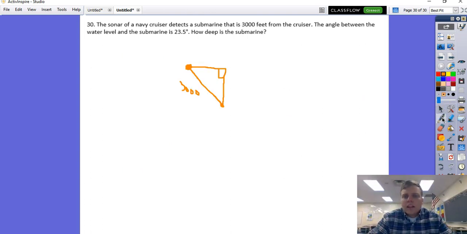Okay, I paused the video to try to get this a little bit better. And right before I paused this video, I accidentally said that the angle was right here. But this is where your angle would be. Alright, so this is where the angle is, 23.5 degrees. That's a 23, not a 27. Alright, and it says, how deep is the submarine? So that would be x right here. The reason this is the angle is, here's your water level. Then the angle going down to get to the submarine from the water level is 23.5. That's why your angle is right here.